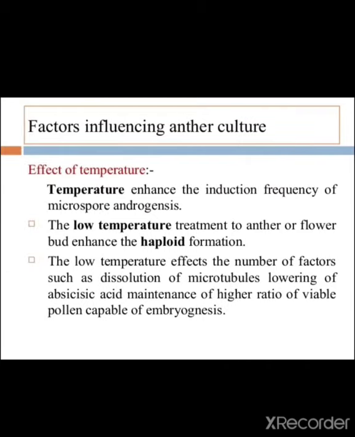Effect of temperature. Temperature enhances the induction frequency of microspore androgenesis. Low temperature treatment of anthers of flower bud enhances haploid formation. The low temperature affects a number of factors such as dissolution of microtubules, lowering of abscisic acid, and maintenance of a higher ratio of viable pollen capable of embryogenesis.